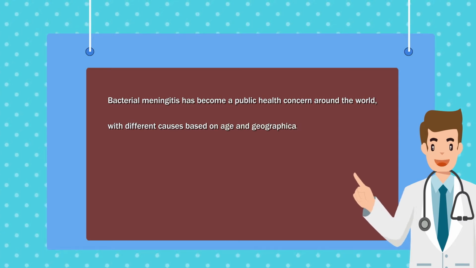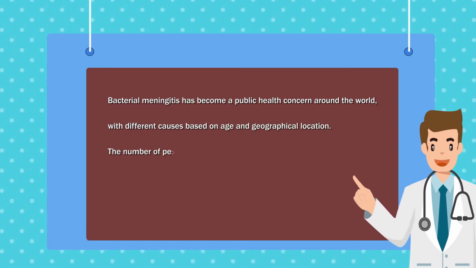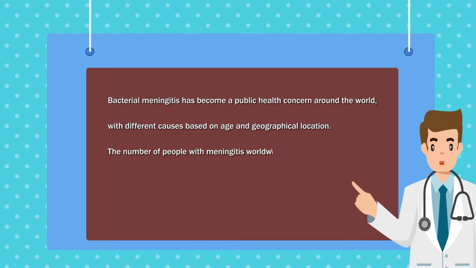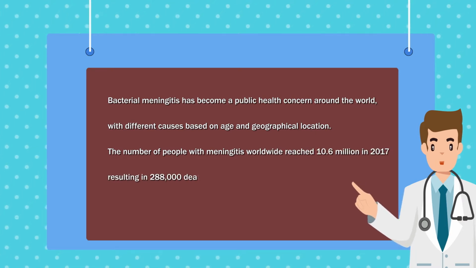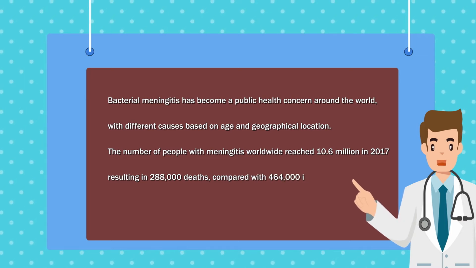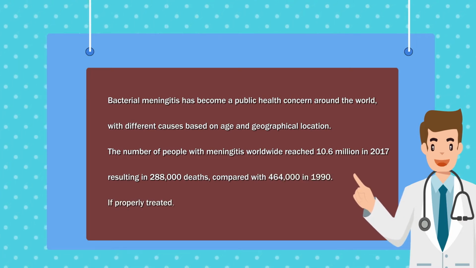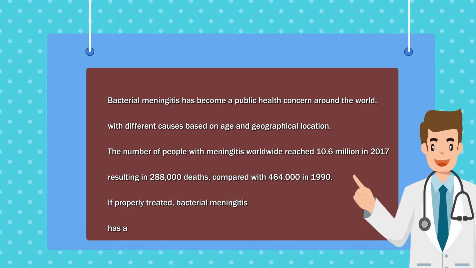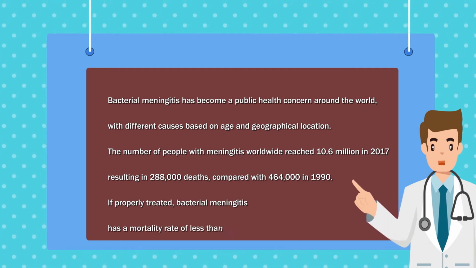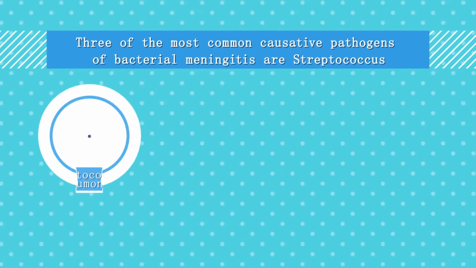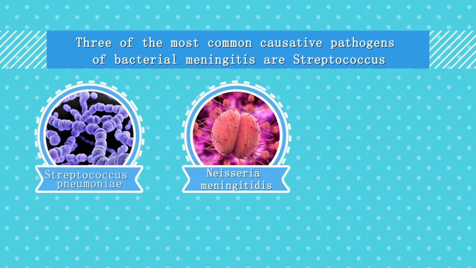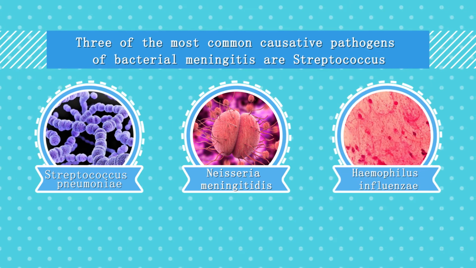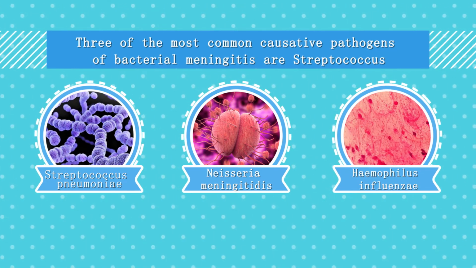The number of people with meningitis worldwide reached 10.6 million in 2017, resulting in 288,000 deaths, compared with 464,000 deaths in 1990. If properly treated, bacterial meningitis has a mortality rate of less than 15%. Three of the most common causative pathogens of bacterial meningitis are Streptococcus pneumoniae, Neisseria meningitidis, and Haemophilus influenzae.